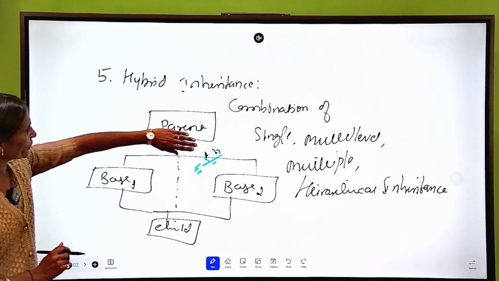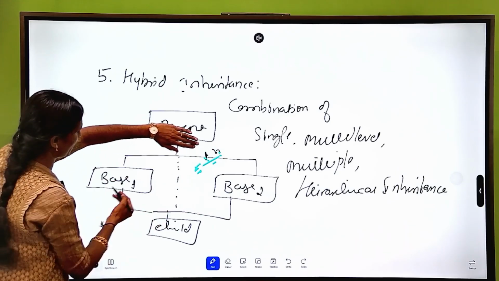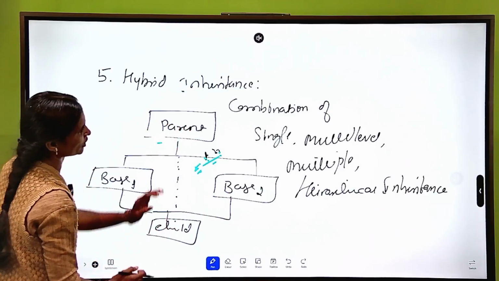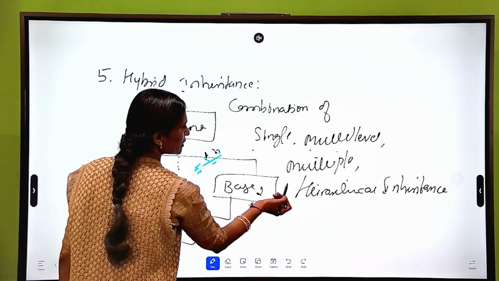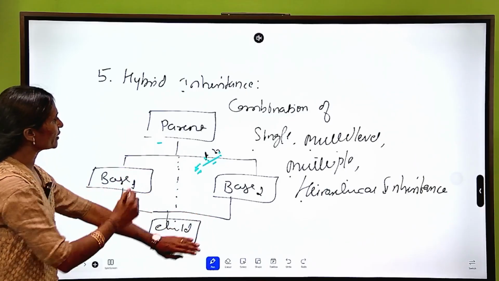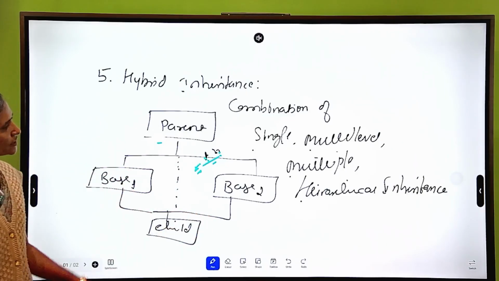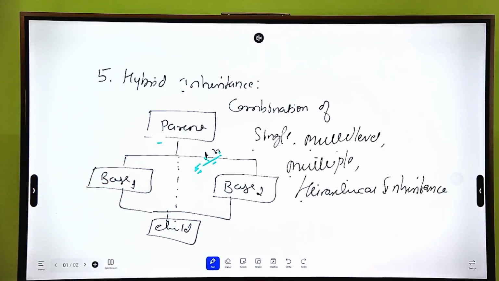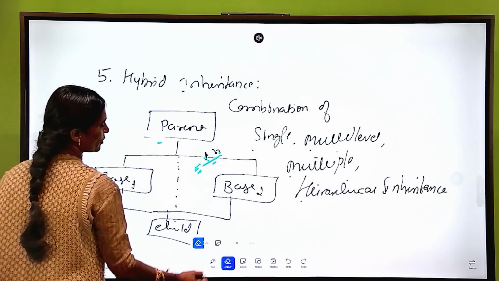If I remove the parent itself, this is multiple. Base 1 and base 2, there is more than one parent and one single child. So single is there, multi-level is there, multiple and hierarchical. If I remove this, then this is hierarchical. Together this is called a hybrid inheritance. So these are the 5 types of inheritance we have. Next OOPS concept comes as polymorphism.